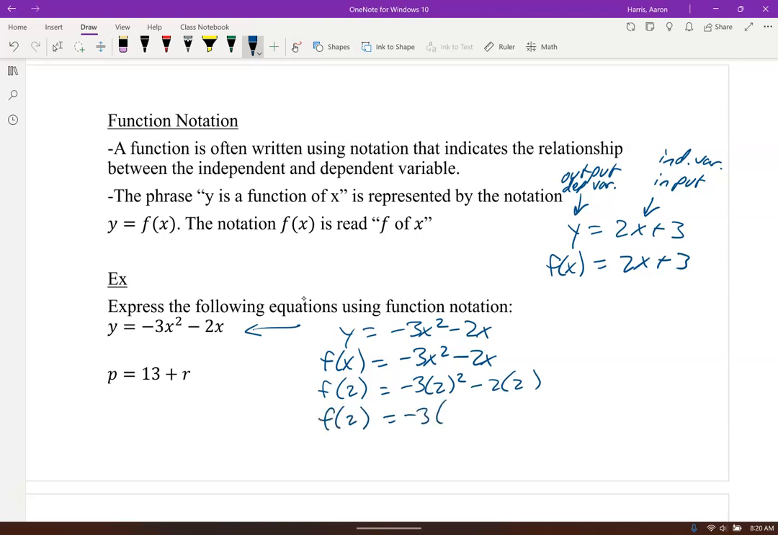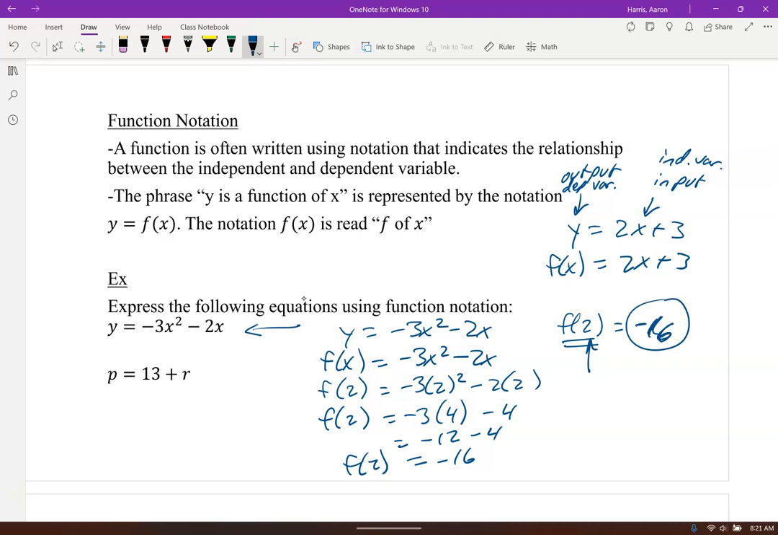So 2 squared is 4. We have negative 3 times 4, so we get negative 12, minus 2 times 2, which is 4. So we get negative 16. So f of 2 is negative 16. This is again saying that the functional value, the y value, when x is 2, is negative 16.